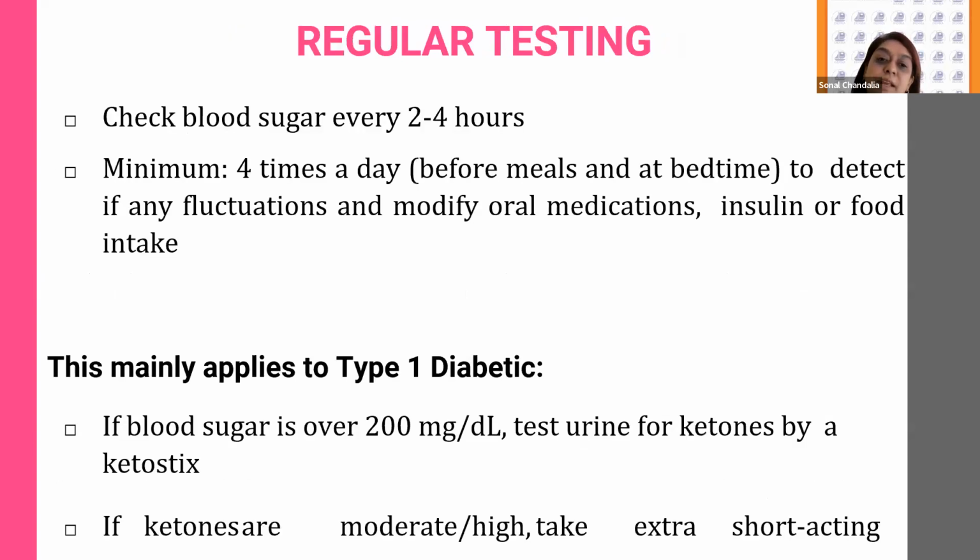Next. So there has to be regular testing when there's a sick day routine. All of you may be aware of this already from dealing with so many patients: every 2 to 4 hours, minimum 4 times a day, to ensure that you can modify the oral medications, the insulin, or the food intake. It applies mainly to a type 1 diabetic. You also need to consider DKA, and that is very important.